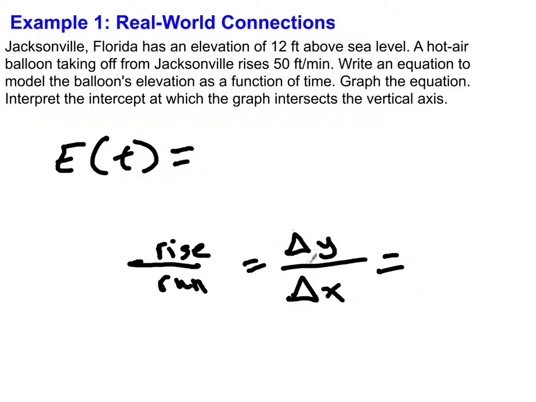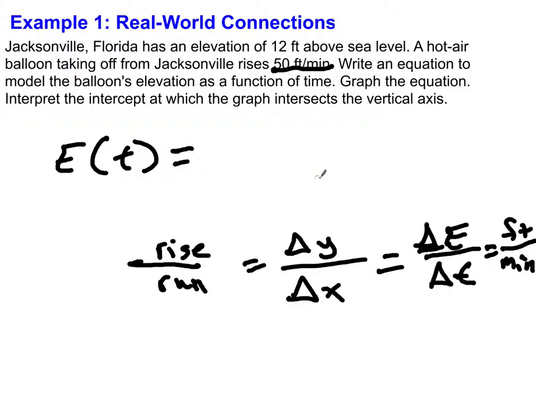Well, in this case, the y-axis, the vertical axis, is elevation. So we're looking for a change in elevation over a change in time, because the horizontal axis is time. So where does it tell us a change in elevation over a change in time? And it gives it to us in feet per minute. That's here, 50 feet per minute. That's the slope of this equation. 50 feet per minute is the slope.